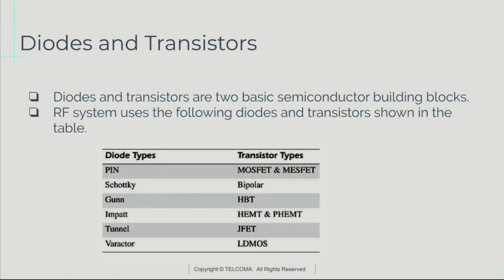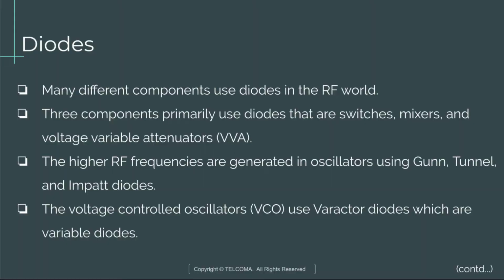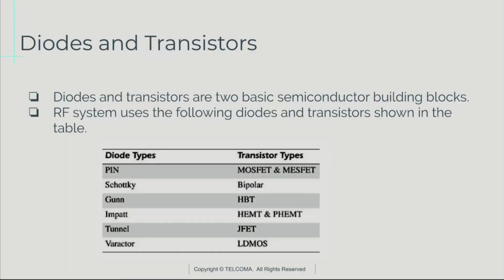Next is diodes and transistors. Diodes and transistors are two basic semiconductor building blocks. An RF system uses the following diodes and transistors as shown in this table. You can go through this table by yourself. I can explain the primary difference between them. It is how they are fabricated and from what material they are made.